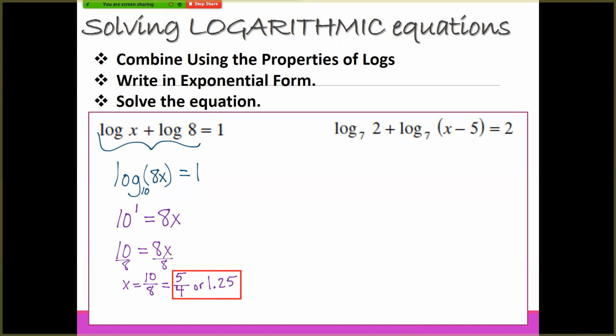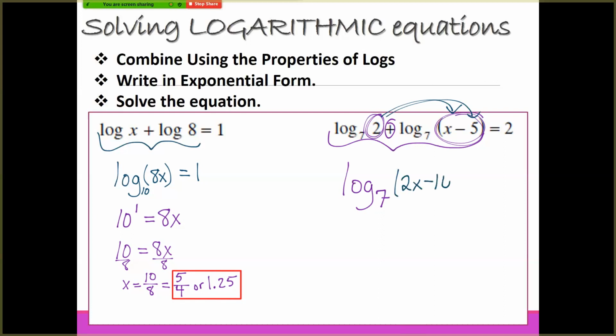Making things a little bit trickier over here on the right side, we again have two logs on the left side of the equation. We want to combine them. Again, we have addition here in the middle, so we're going to use the product property again. When we use our product property, I have to multiply this times this. Since we have two terms in that second set of parentheses, that 2 from the first log must get multiplied by both. So I'm going to take 2 times x to get 2x, and 2 times -5 to get -10.